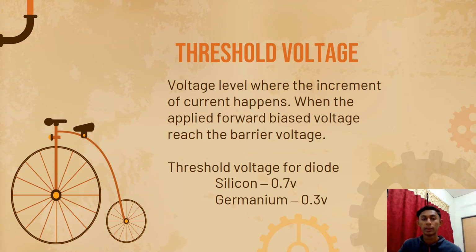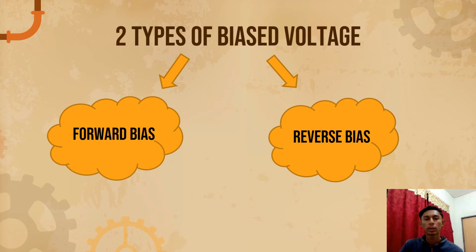Threshold voltage. Voltage level where the increment of current happens when the applied forward bias voltage reaches the barrier voltage. Threshold voltage for diode: silicon 0.7 volt, germanium 0.3 volt. Two types of bias voltage. First, forward bias. Second, reverse bias.